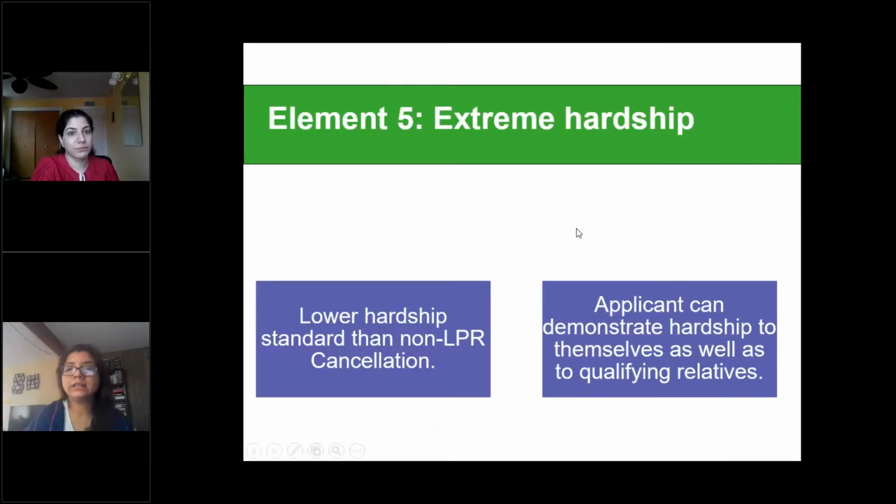Extreme hardship. So a couple of things to flag for you all from non-LPR cancellation is that it is a lower hardship standard than non-LPR cancellation. So you can also bring it in with non-LPR cancellation, but it might not meet that standard. It includes those financial hardships that would be in place if someone were deported, the age of the applicant when they entered the United States, the ties that they have in the United States, the lack of ties they have in the home country. And I'm mentioning applicant because you can demonstrate hardship to their family in the United States, but you can also demonstrate hardship to the applicant himself or herself as well. So a lower standard, and you can also include the applicant, would be the two takeaways for that extreme hardship aspect.